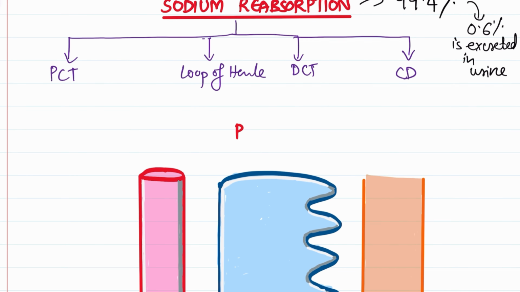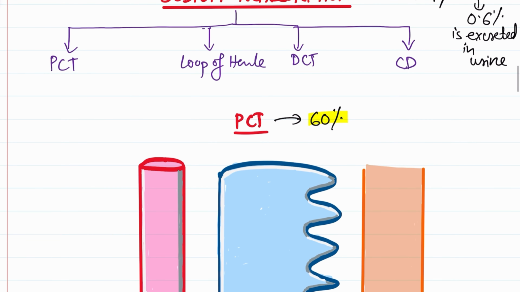Let's begin with the PCT. In the PCT, how much percentage is reabsorbed? About 60% amongst the 99.4%, 60% is reabsorbed from the PCT itself.